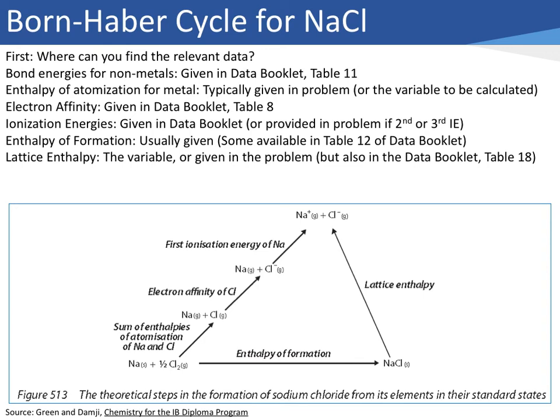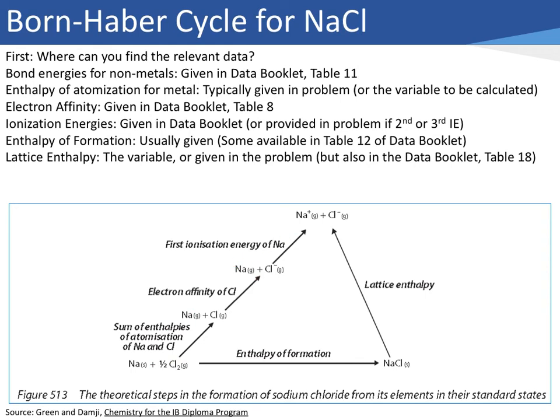The bond energies for the non-metals are going to be found in the data booklet, typically table 11. The enthalpy of atomization for the metal is usually going to be given in the problem. It might be what you're calculating. If you're given everything else, you can calculate that. The electron affinity is in the data booklet. The first ionization energy is in the data booklet.